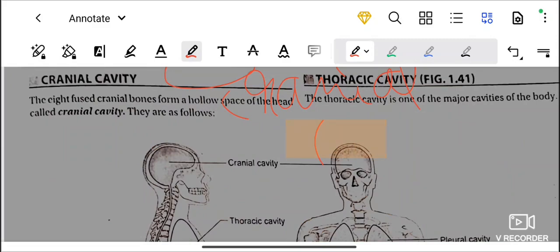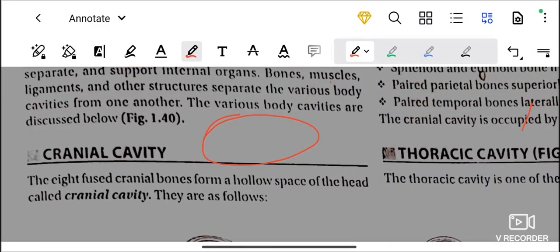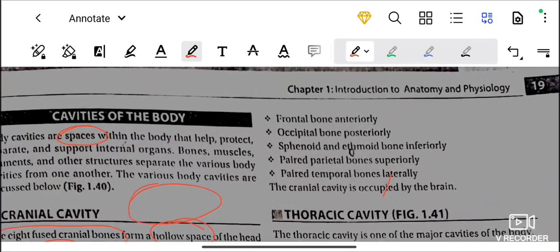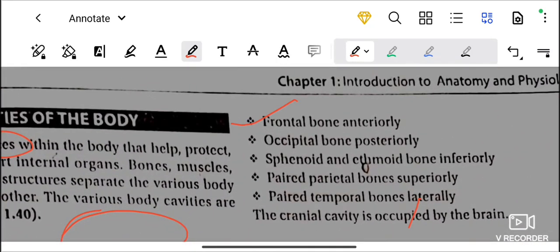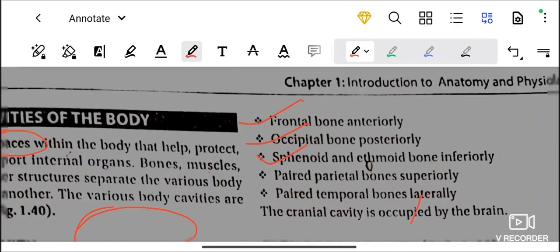First we are going to discuss the cranial cavity. The cranial cavity is the hollow space of the head formed by eight fused cranial bones. Which are those bones? The frontal bone anteriorly, the occipital bone posteriorly, the sphenoid and ethmoid bones inferiorly, the parietal bones superiorly, and the temporal bones laterally.